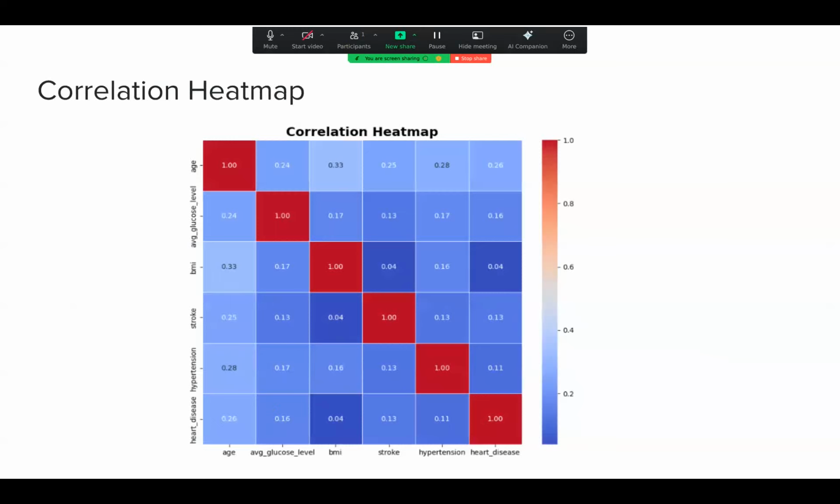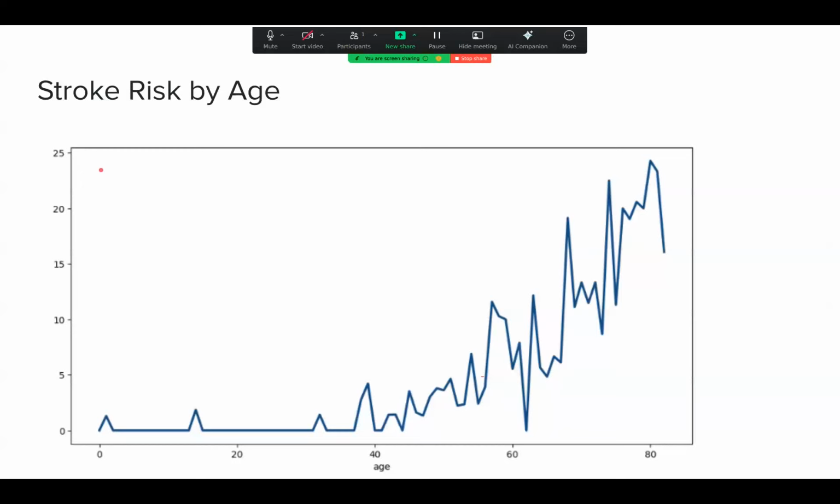Moving on, I have the stroke risk by age. The key insight here is how from the age of 50, the stroke risk jumps all the way up to 25%, having the peak value at age 80.